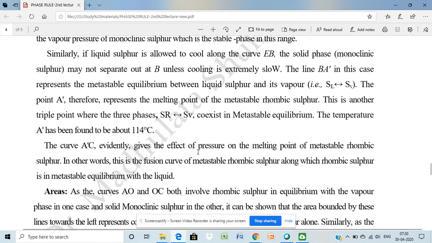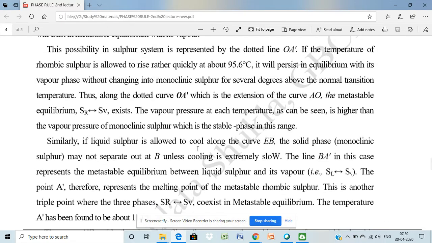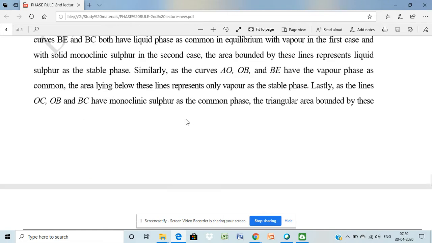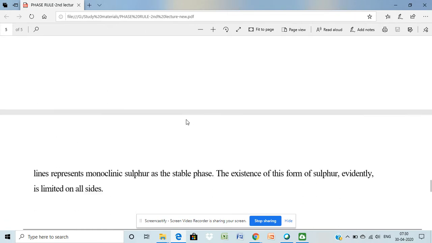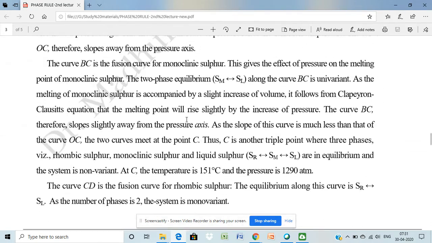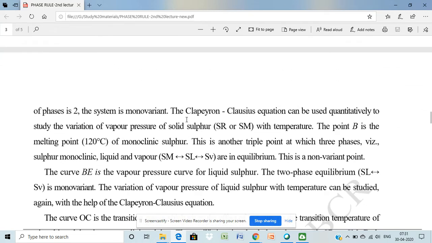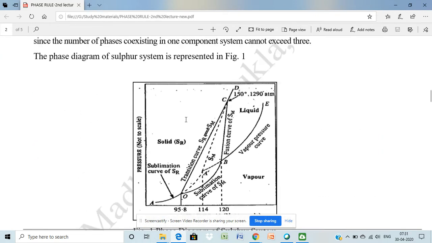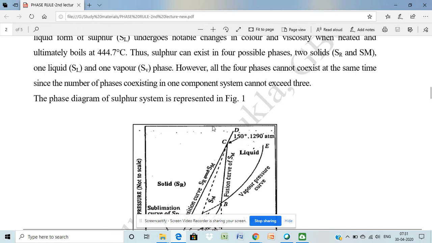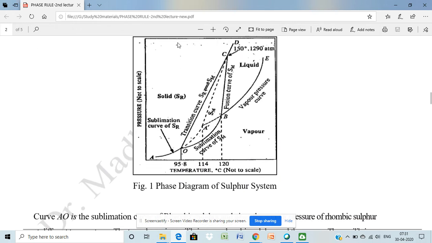So this is the curve. These are all the details which we have shared in our notes. So please go through this, and in case of any confusion, please ask me, and I will elaborate on the curve again. So this must be followed.